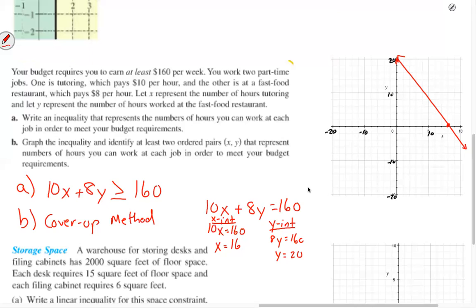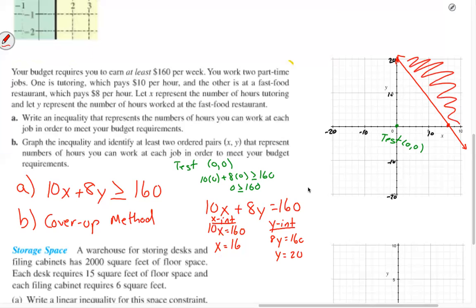So now I have to figure out where do I need to be. Okay. So let's take the test point of 0, 0. And let's plug that in. So I'm going to do 10 times 0 plus 8 times 0. Is that going to be greater than or equal to 160? No. So I would shade over here above.